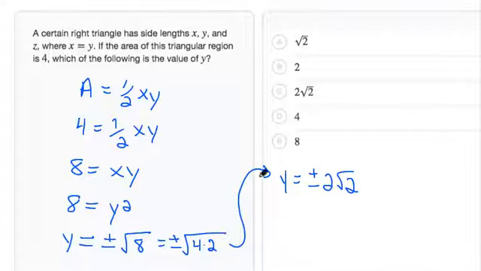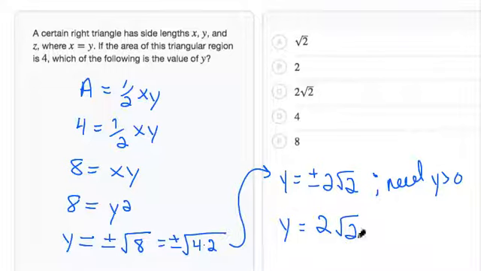Now, y is one of the lengths of the side of the triangle, so we actually know that y has to be positive. So we need the length to be greater than 0. So we can finally say that y is going to be the positive version of this, because the length can't be negative. So y equals 2 square root of 2.